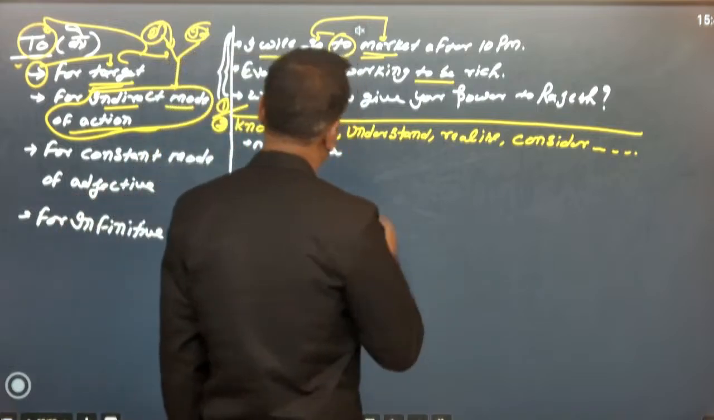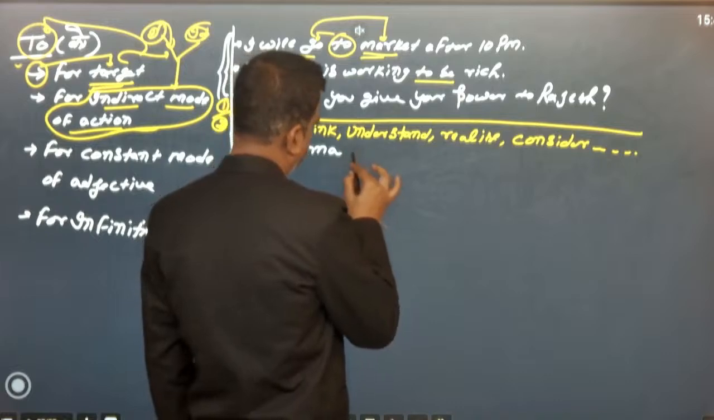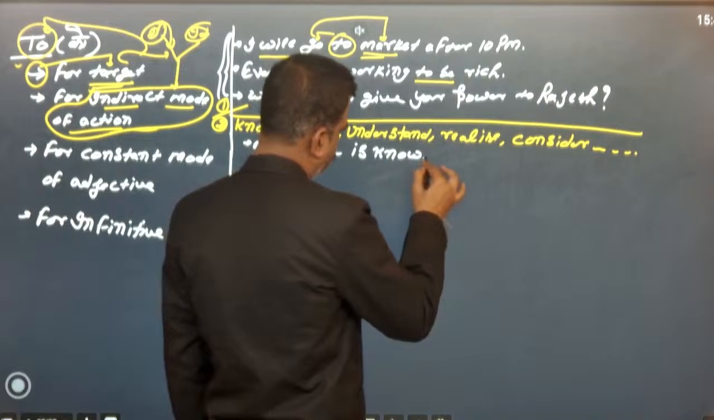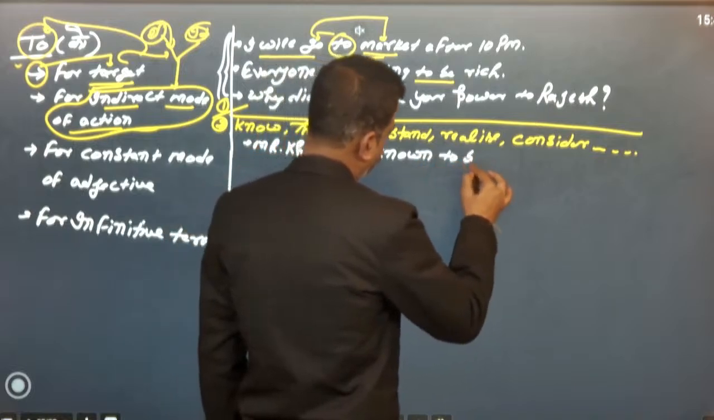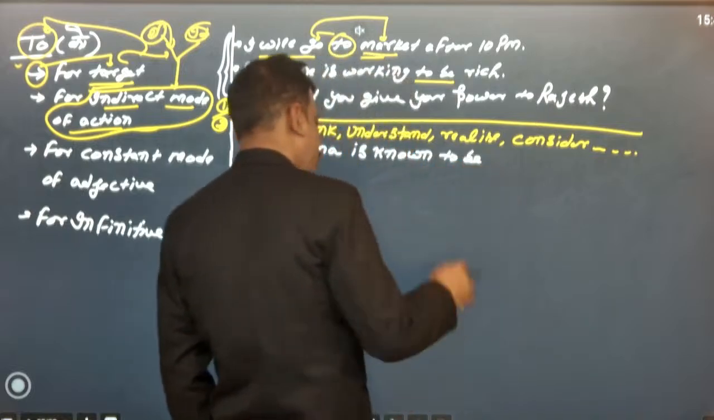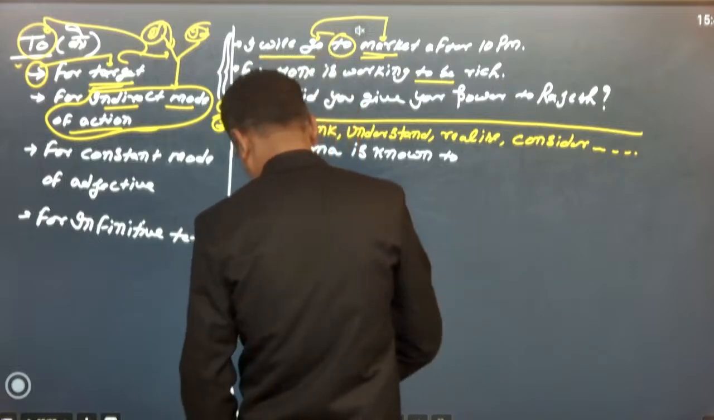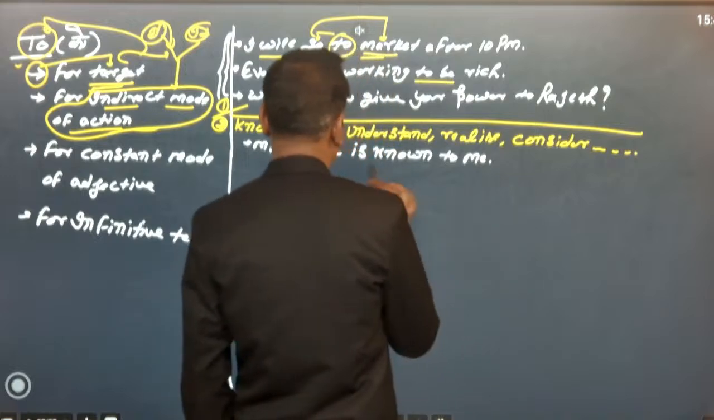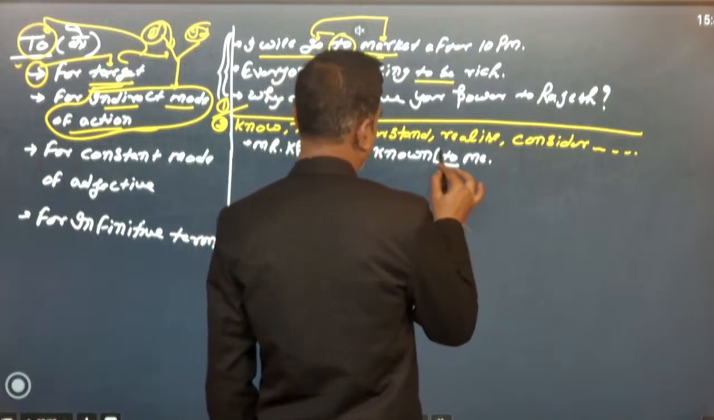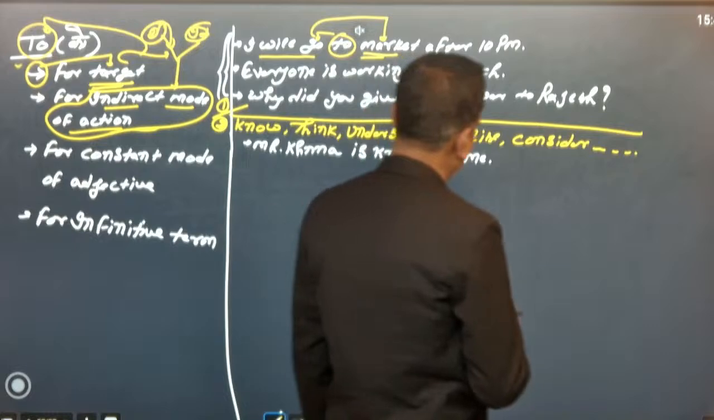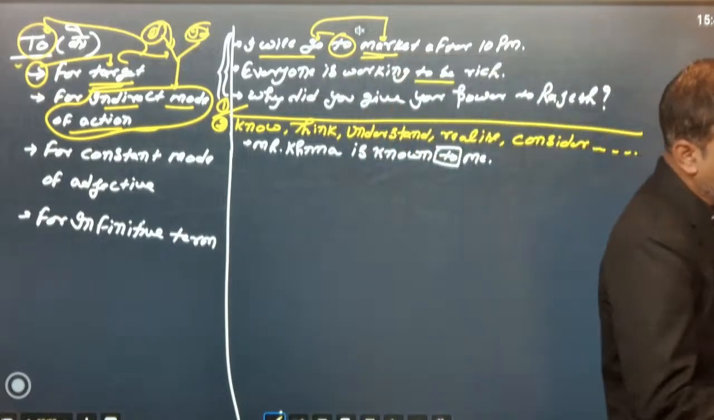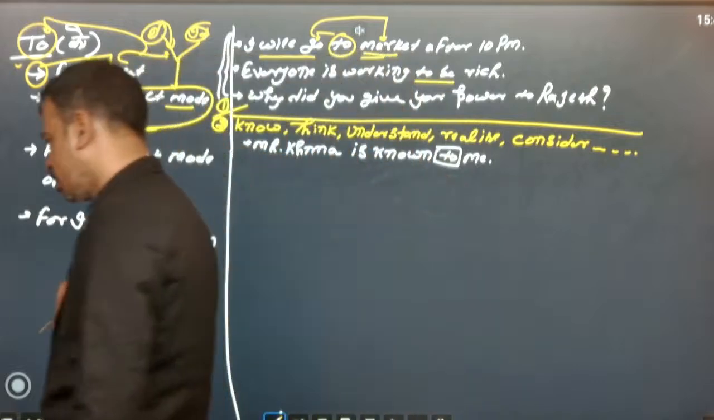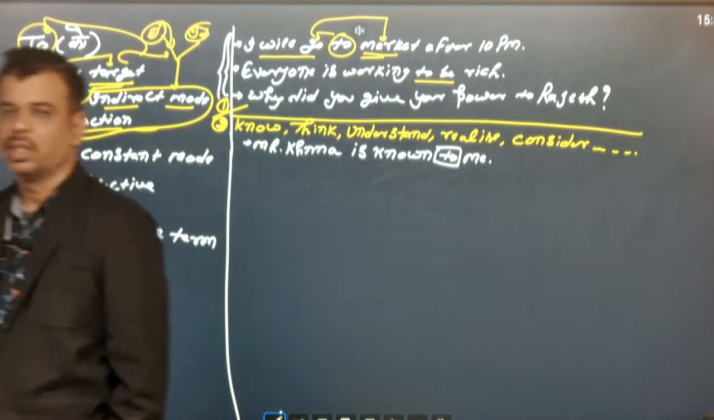Mr. Khanna is known to me. Khanna is known to me. It means the target of my knowing is Mr. Khanna.